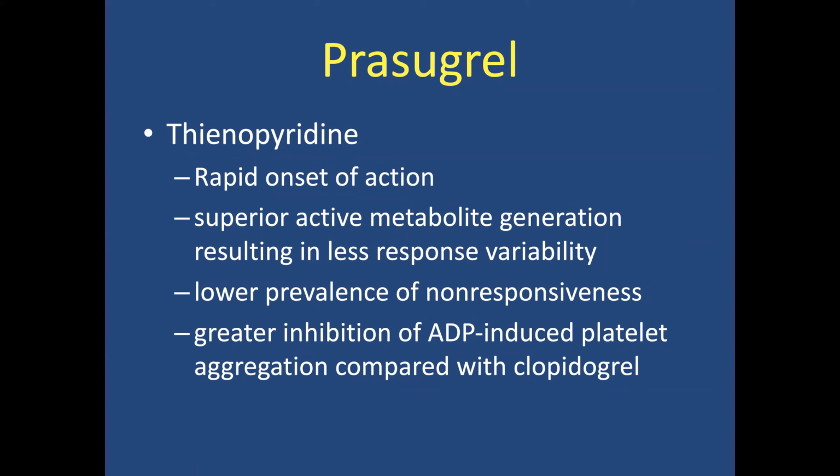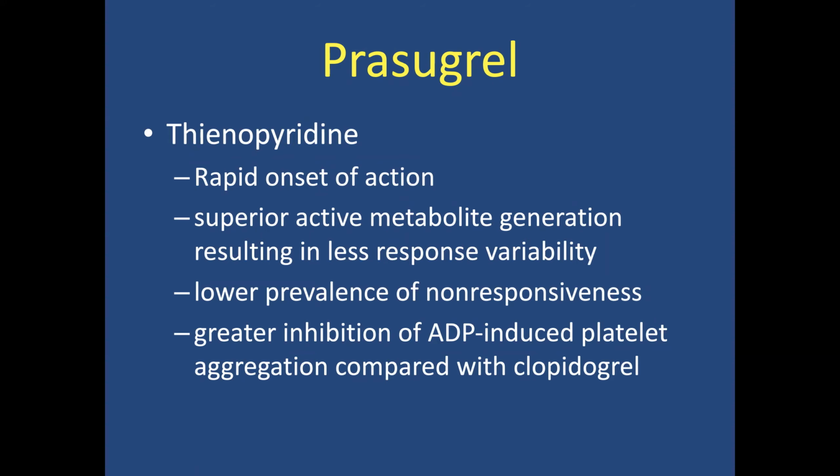So next we'll move on to the second P2Y12 receptor inhibitor, which is prasugrel. It's also a thienopyridine, just like clopidogrel, but it has a more rapid onset of action, superior active metabolite generation, resulting in less response variability, and a very low prevalence of non-responsiveness. So it does not depend upon the 2C19 system for generation of its active metabolite, and it does result in greater inhibition of ADP-induced platelet aggregation compared to clopidogrel. So the randomized study that looked at prasugrel versus clopidogrel is called the TRITON-TIMI 38 study.